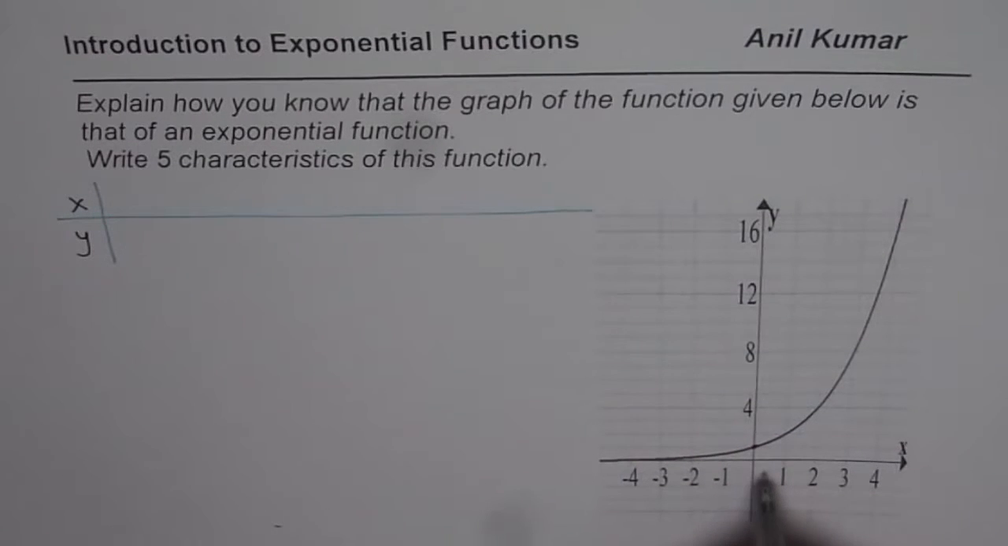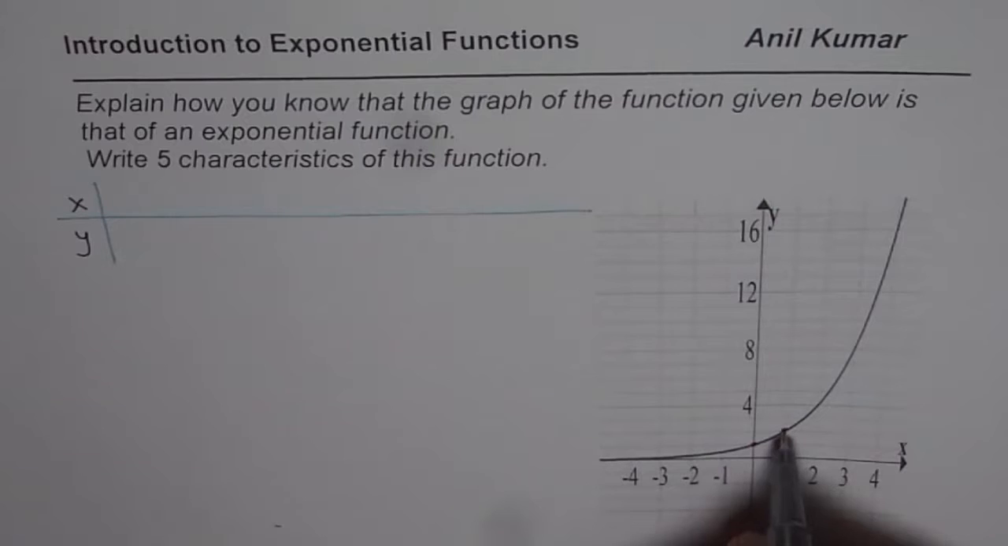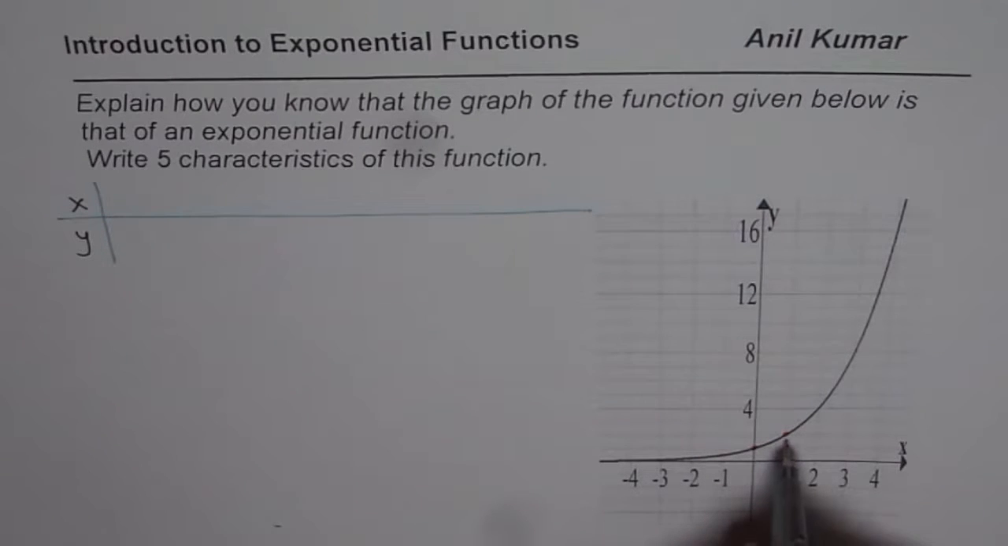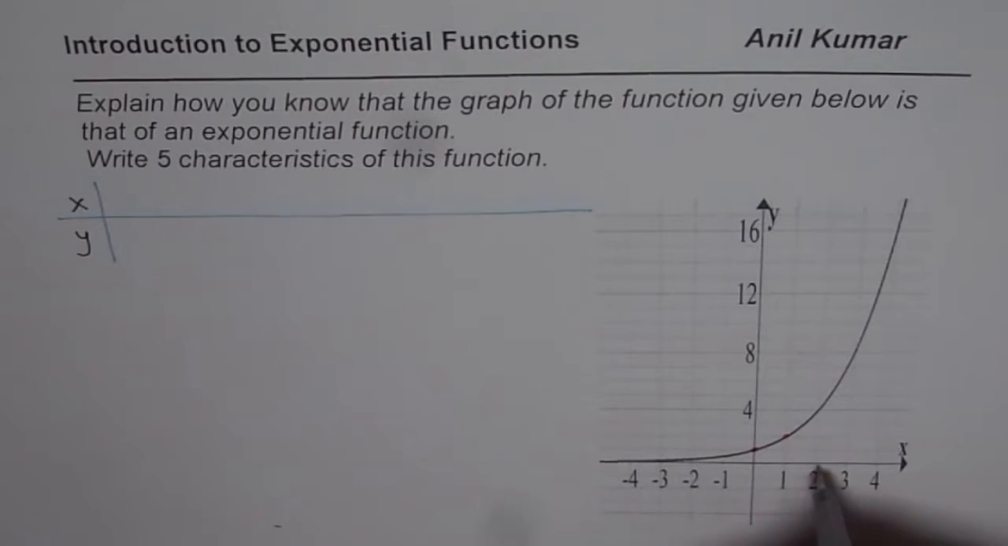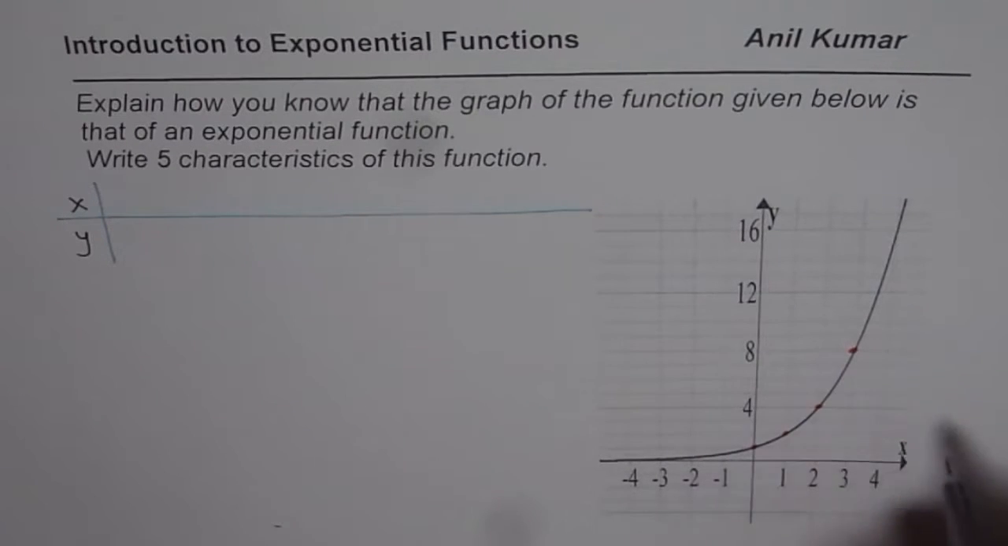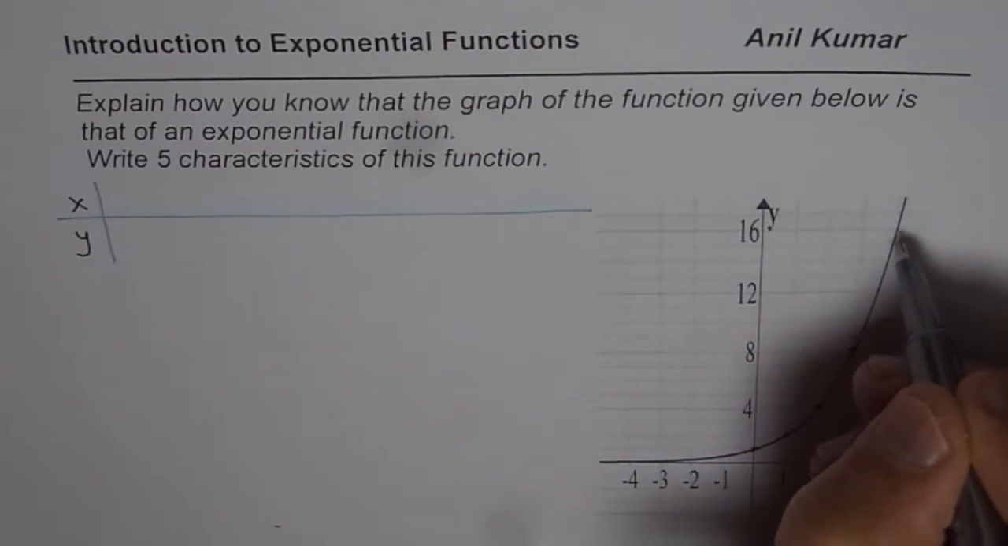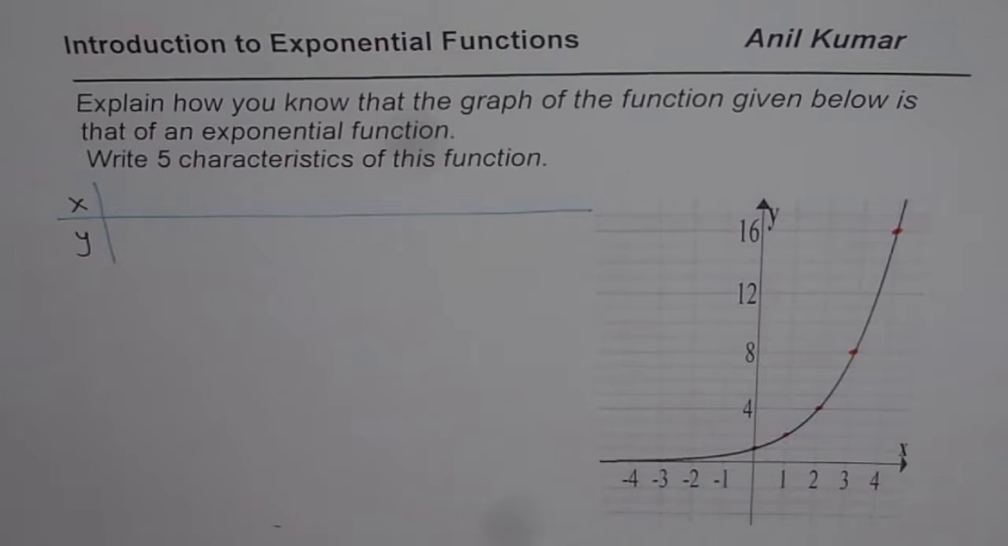So let's take these points. At 0, this value is 1. At 1, the value seems to be at 2. At 2, it is 4. At 3, it is 8. And at 4, it is 16. So these are good points to take.